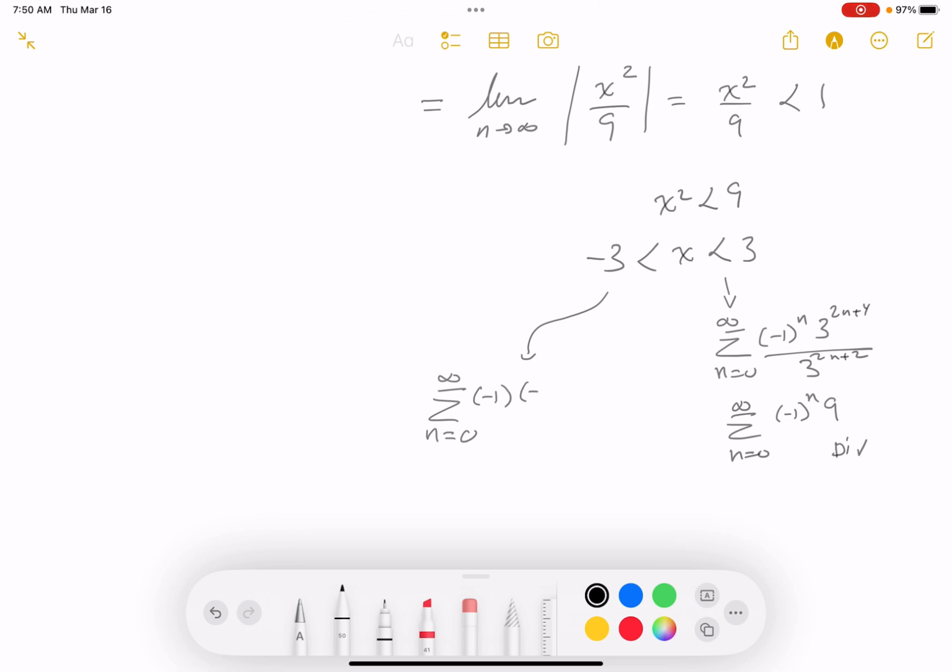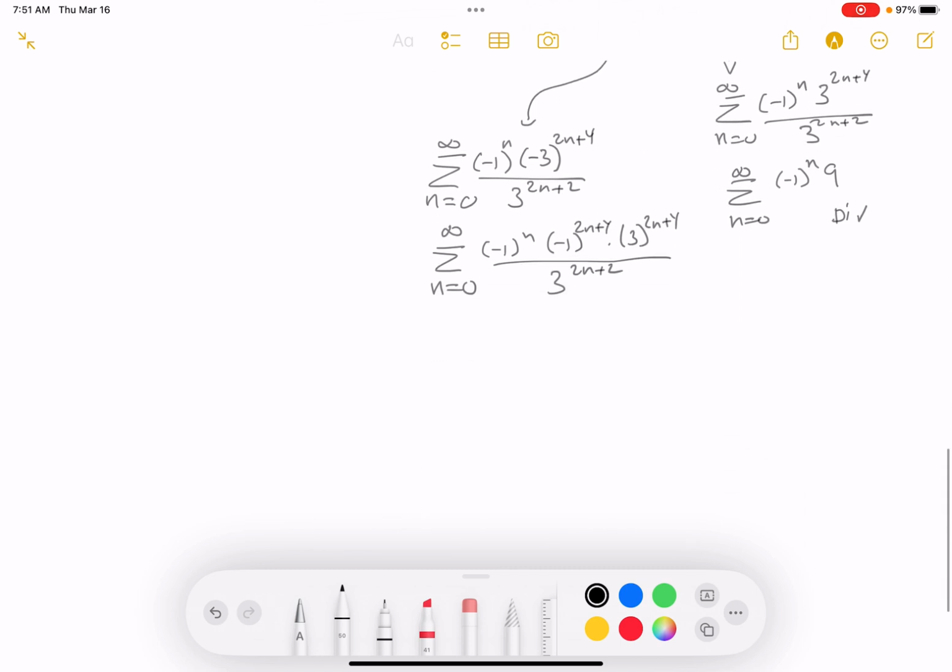And what do I put down? That's going to be minus 3. Whoops, this is to the n over here. The top is 2n plus 4, and the bottom is going to be 3 to the 2n plus 2. Let me simplify that. A little more complicated, isn't it? N equals 0 to infinity. This is going to be minus 1 to the n, times minus 1 to the 2n plus 4, and that's going to be minus 3. I'm sorry, not minus 3. Sorry about that, it's like daydreaming there. It's going to be 3 to the 2n plus 4 over 3 to the 2n plus 2. I'm going to continue to simplify that.